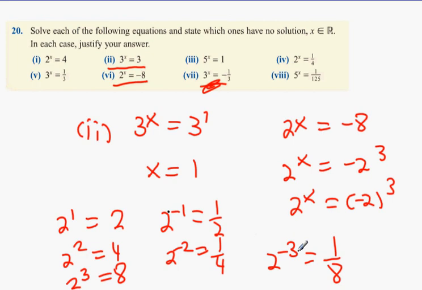You can see that basically no number will give you an answer of minus 8. This means it has no solution. And there's going to be one or two of them tonight that will have no answer. You've got to figure out which ones they are.